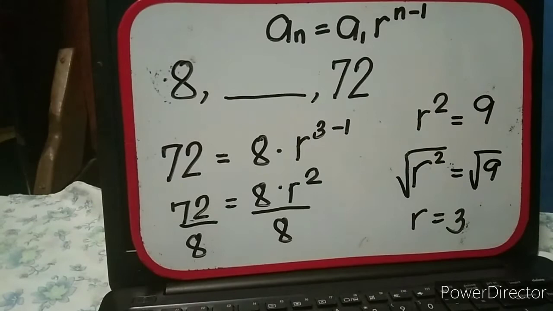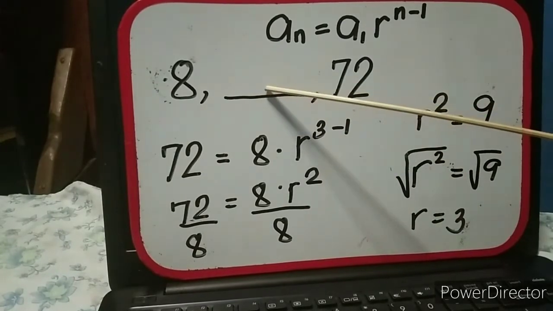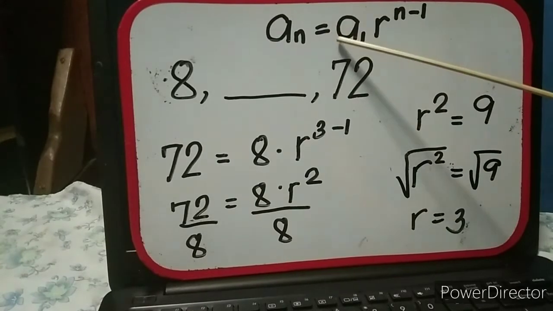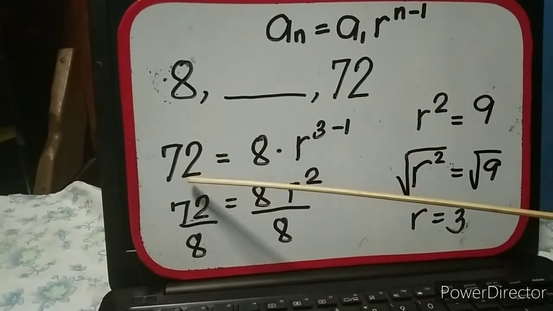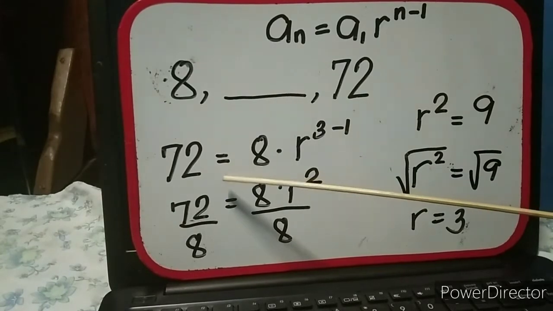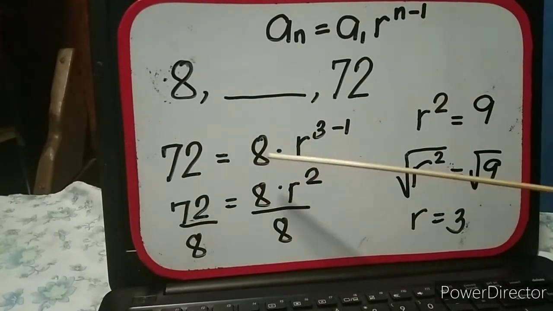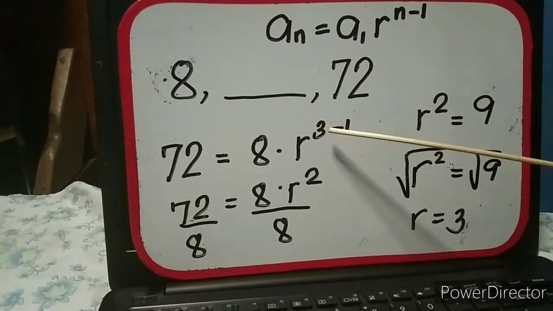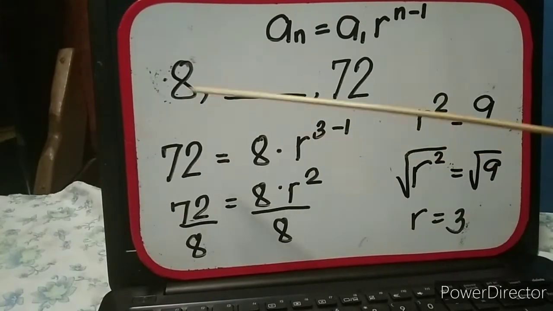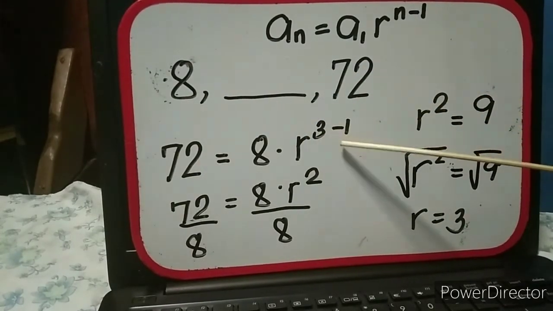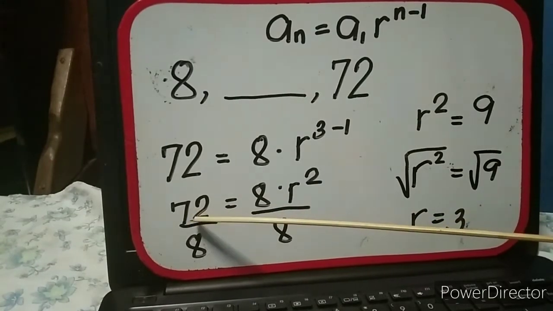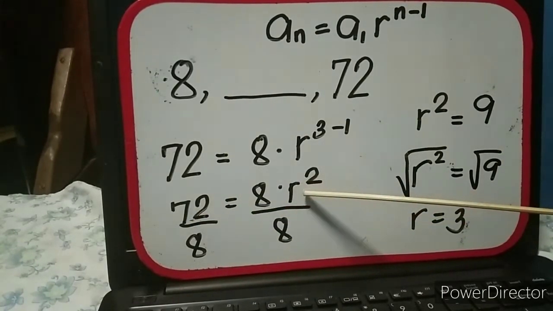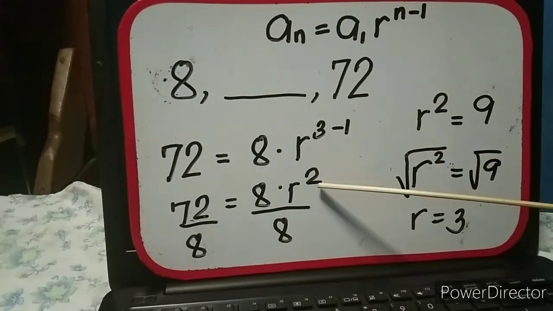Our next example is to insert one geometric mean between 8 and 72. To find the second term, we follow the same formula. A sub n, or the last term, is 72, equal to the first term 8 times r, the common ratio, which we don't know, raised to n minus 1. Here n is 3 because there are 3 terms: 1, 2, 3. So 72 is equal to 8 times r raised to 3 minus 1, which is 2.